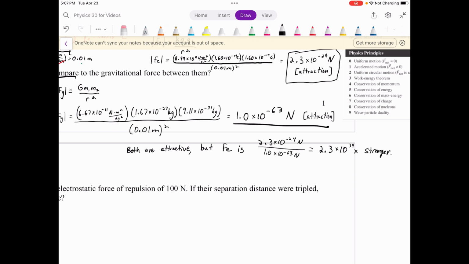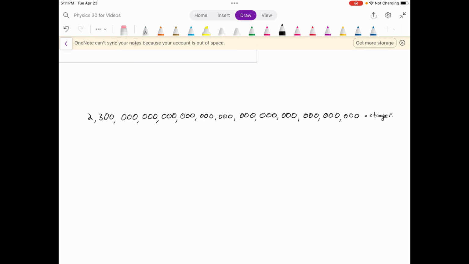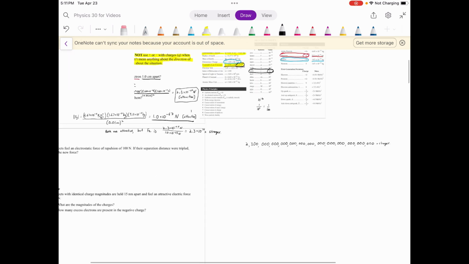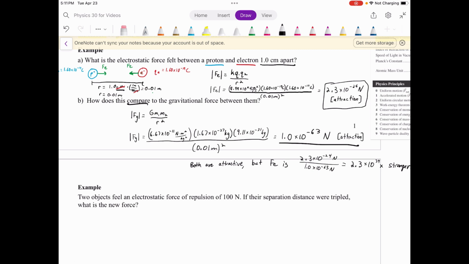That is a huge number, okay? Just for the sake of being dramatic, I actually wrote it out just to let it sink in how much bigger it is. I did some quick math. It's roughly 2.3 thousand billion billion billion times stronger. So, all of this to say, the gravitational force is much weaker than the electrostatic force, pound for pound.